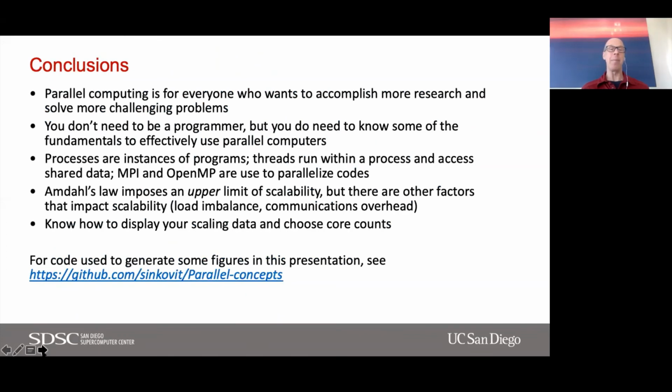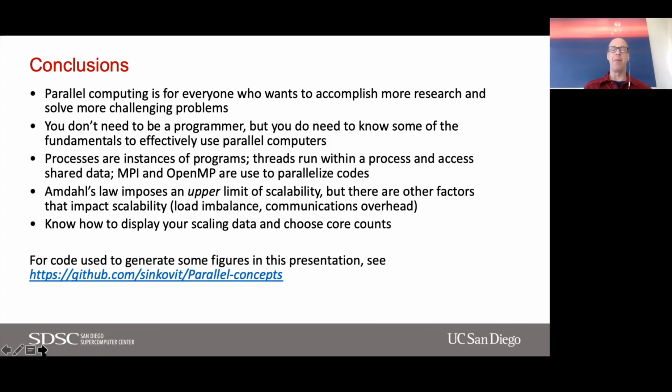Just a few things to wrap up. Parallel computing is for everyone who wants to accomplish more research and solve more challenging problems. You don't need to be a programmer to use parallel computers, but you do need to know some of the fundamentals so that you effectively use the computers.